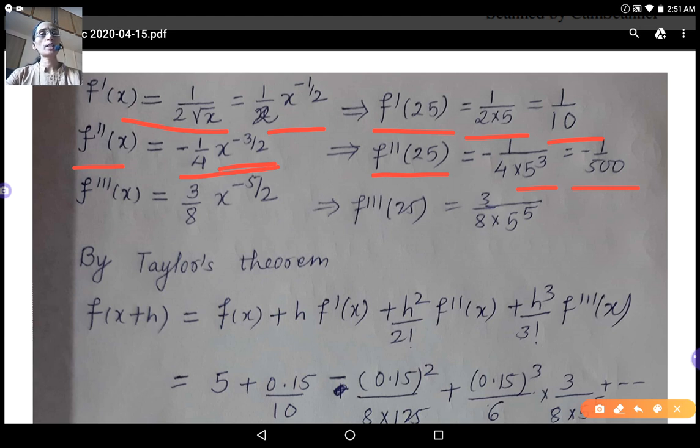Next derivative will take minus 1 by 4 into minus 3 by 2 into x raised to minus 5 by 2. Then f triple dash of 25 will be 3 by 8 into x raised to 5 by 2 downside, means what? 5 raised to 5. So this way, all these values we will put in the Taylor's theorem.